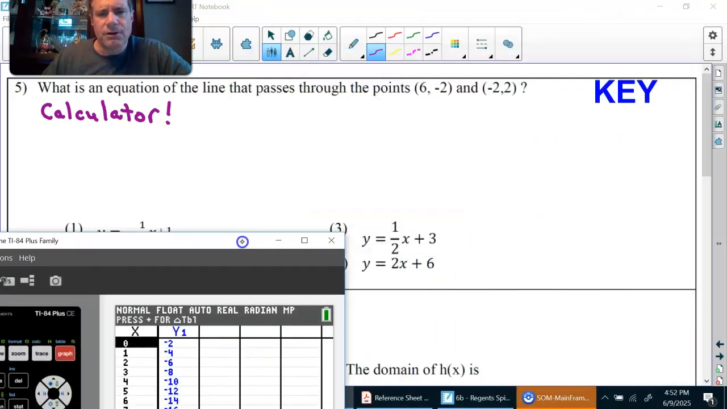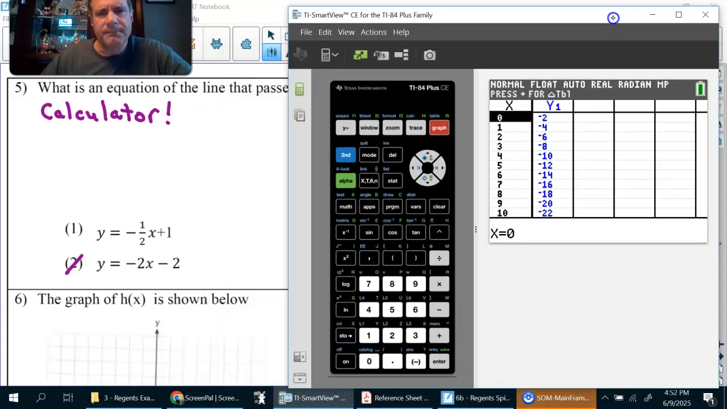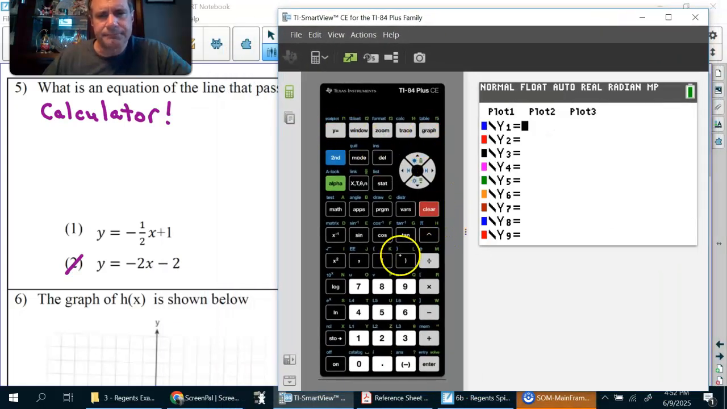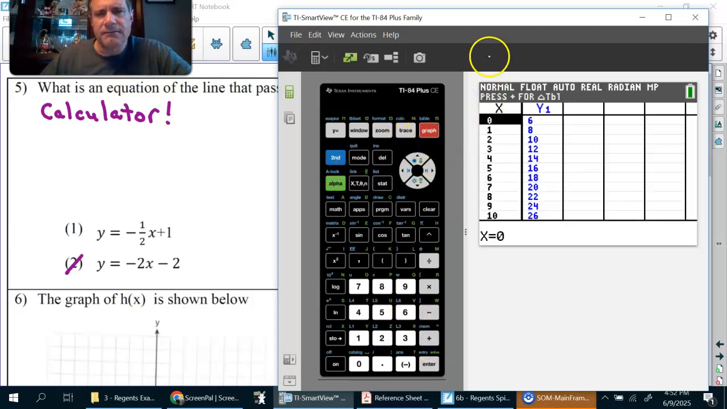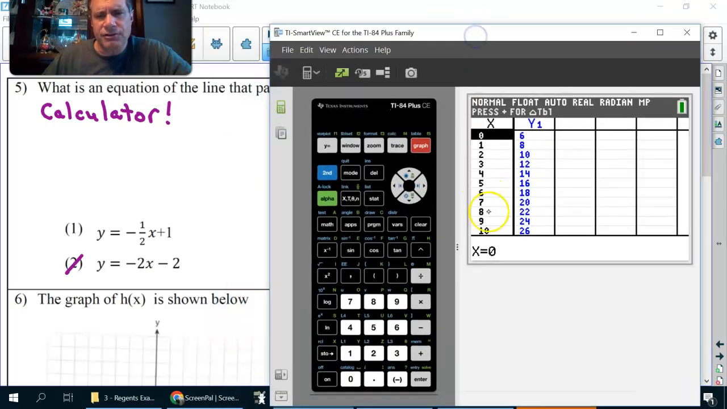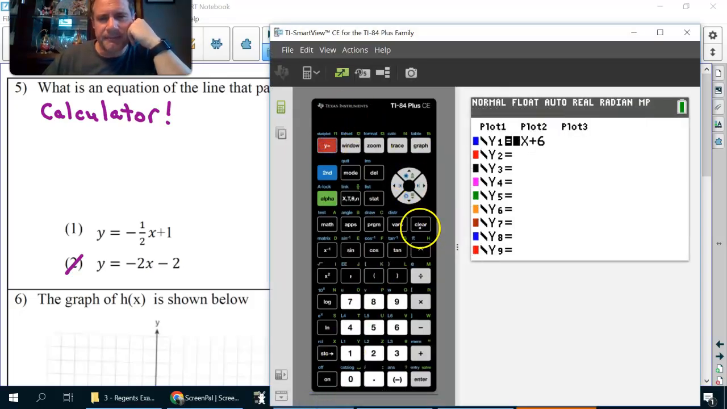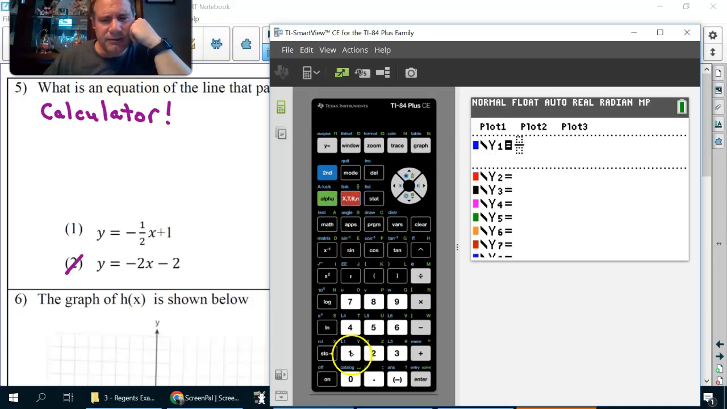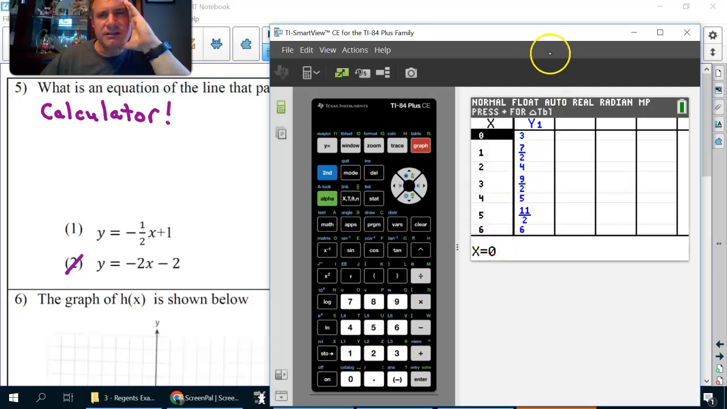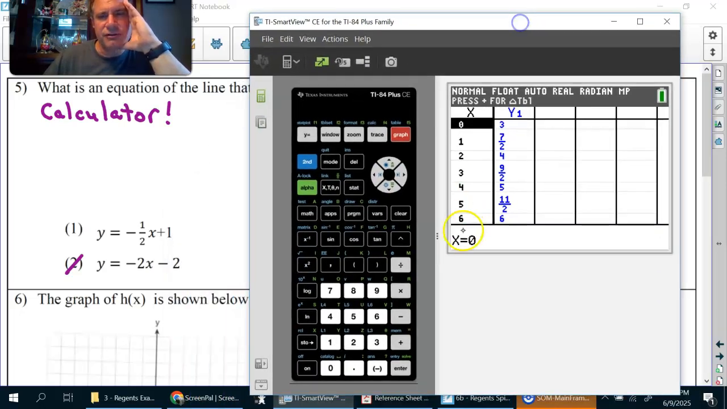Now I'm going to go to 2x plus 6, choice 4. And I'm going to go to the table again. And I'm going to look for 6, negative 2. I see 6, 18. That is not it. Gone. All right. Let me do this one. So I'm going to get a half x plus 3. So alpha x, a half x plus 3, and then go to the table, look for 6, negative 2. I see 6, 6, nope.